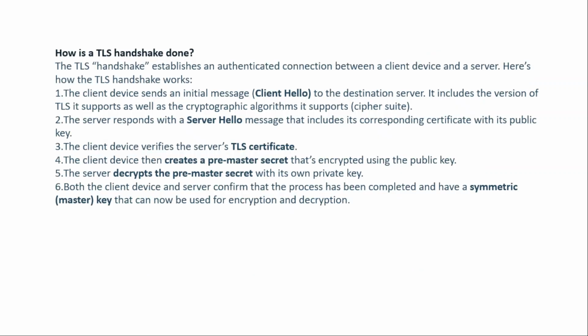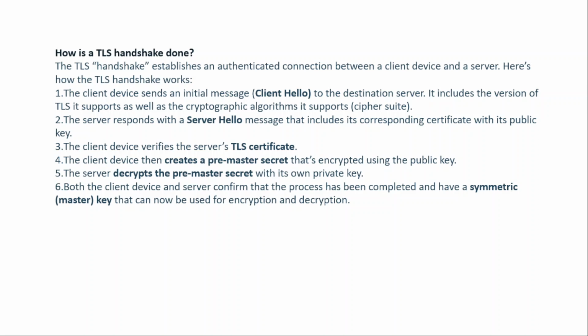So let's try to understand. First of all, the process is called the TLS handshake. The TLS handshake basically establishes an authenticated connection between a client device and the server. So here is how the TLS handshake works. First, the client device sends an initial message, client hello, to the destination server. It includes the version of TLS it supports as well as the cryptographic algorithms it supports, commonly known as the cipher suite.